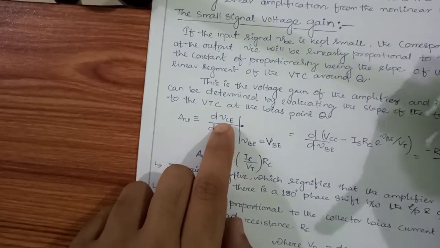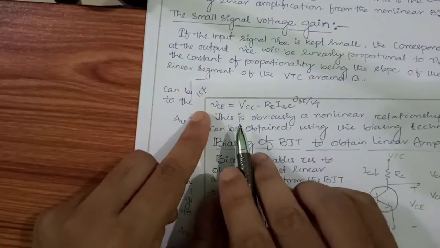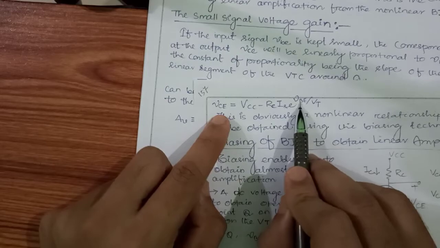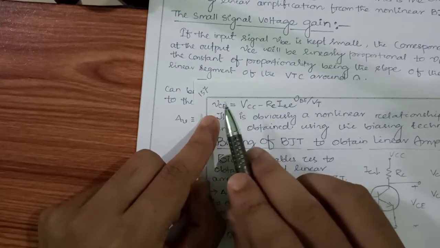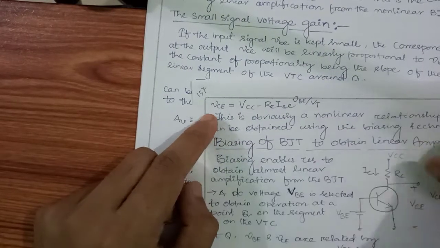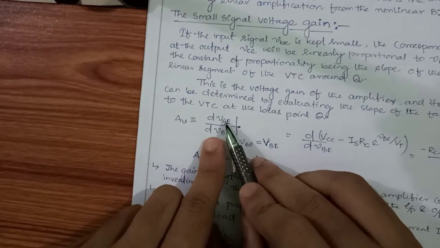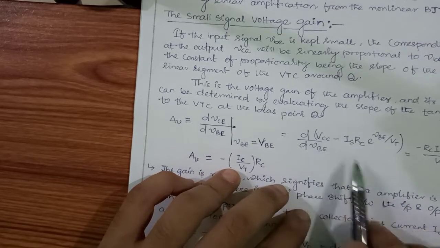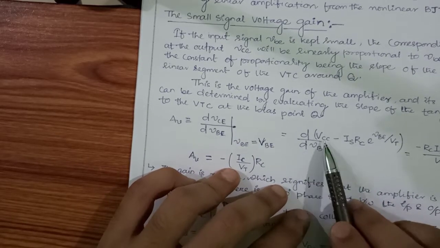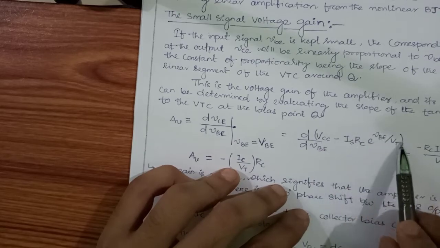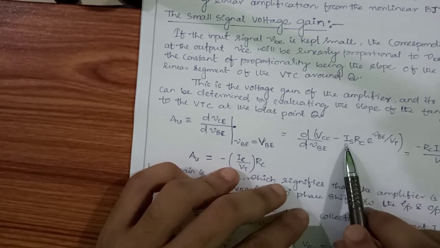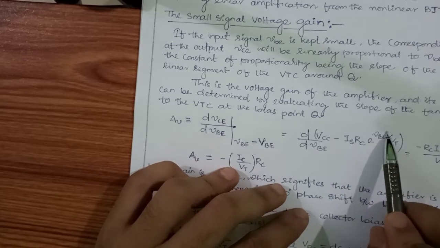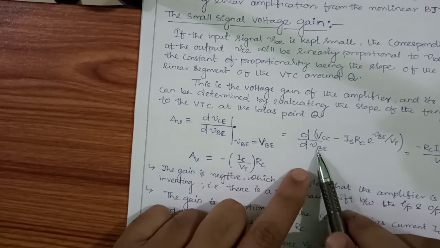Now we know our V_CE, which is nothing but V_CC minus R_C I_S e^(V_B/V_T). These are the instantaneous values, meaning both AC and DC are included. Here also, AC and DC both are included. If we do the differentiation, V_CC is a constant term, so its derivative will become 0. The derivative of this term is I_S R_C e^(V_B/V_T) multiplied by 1/V_T, because we are differentiating with respect to V_BE.